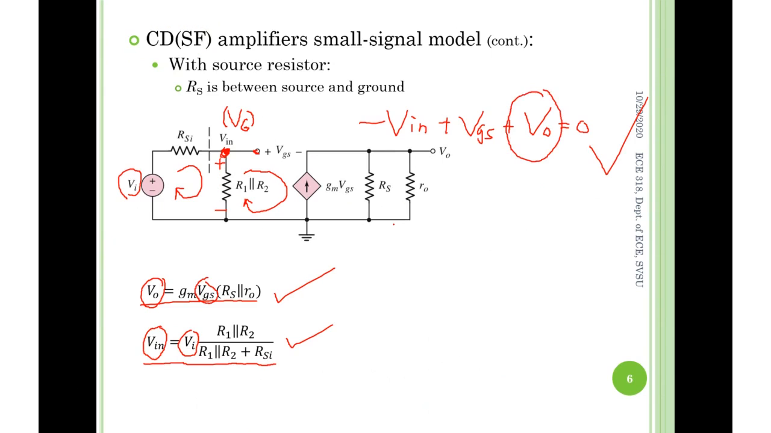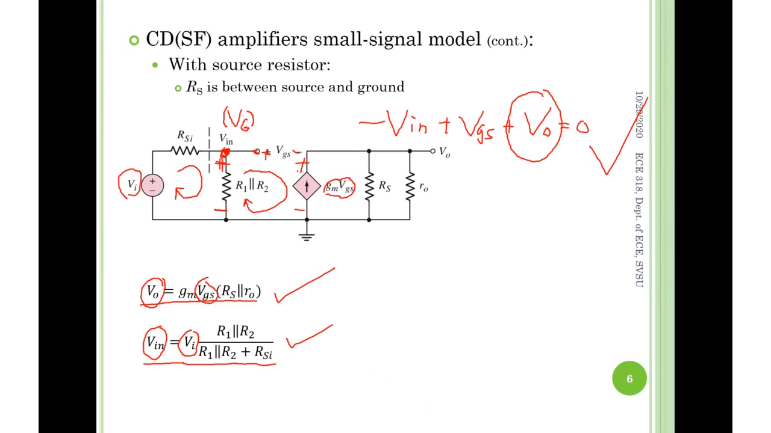Let me explain why it's positive V naught. The voltage here is very easy: positive here, negative here, Vin. You guys know it. The voltage here is positive, negative here, VGS. However, the tricky thing is what's the voltage here across the dependent current source, doesn't matter the polarity. Of course, if you're using gm VGS, that's a disaster, because gm VGS is the current value, not the voltage value. You can't use a current value to write a KVL. That's a conceptual mistake. Does it make sense?